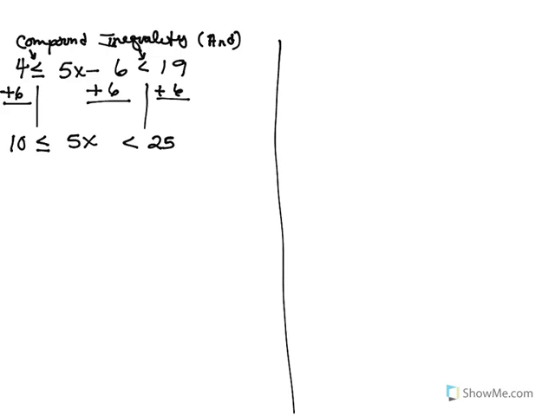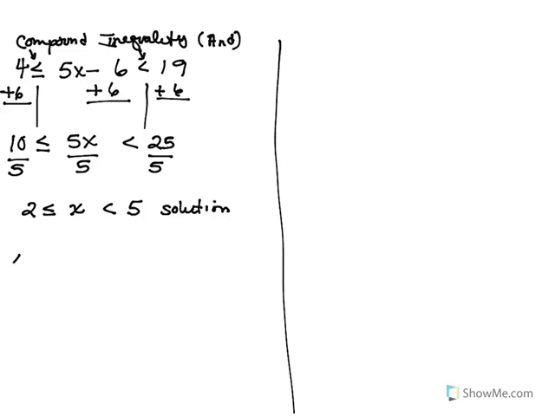Remember, our goal is to get x by itself. So in that case, I would need to divide everything by the 5. So I'm going to divide 5 by itself. I'm going to go on the left side, cross the inequality, then go on the right side, cross the inequality. So 2 less than or equal to x less than 5. So this is our solution.